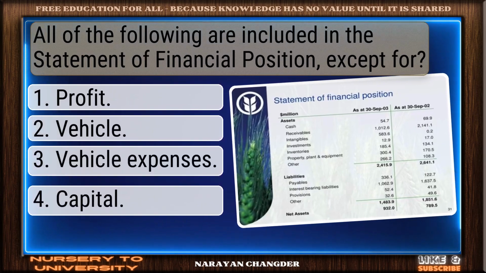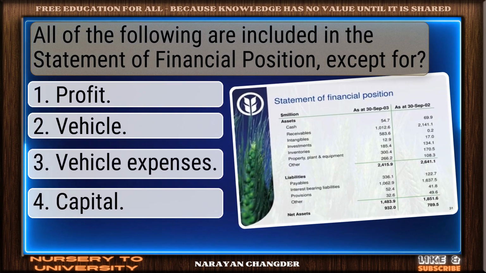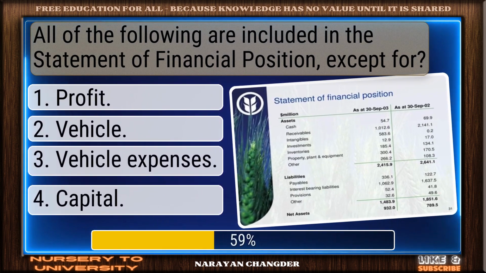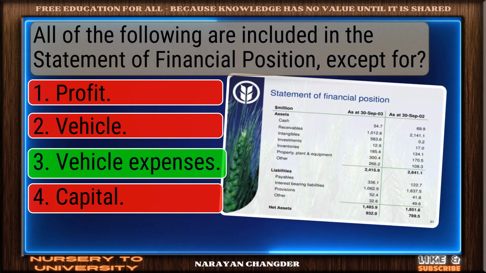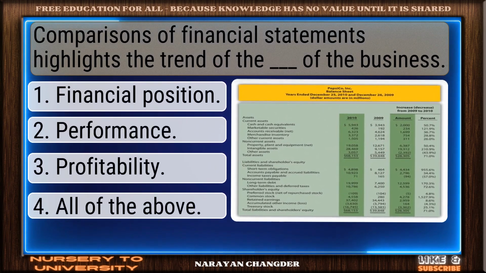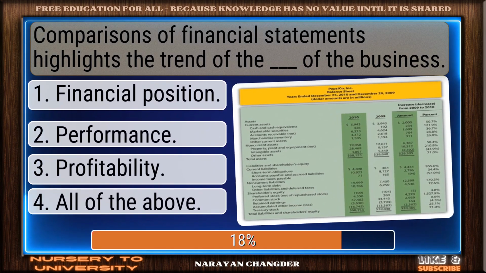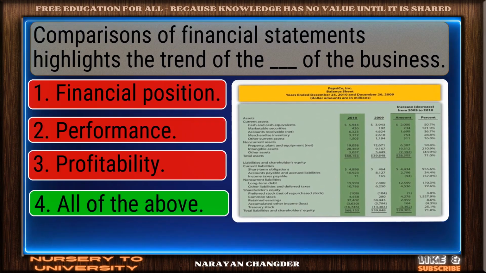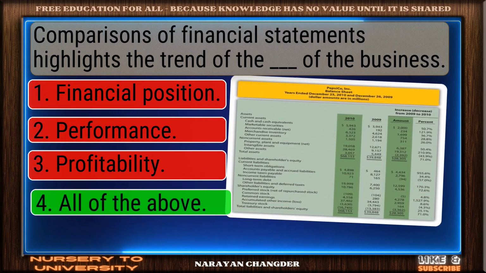All of the following are included in the statement of financial position, except for. Nice selection. Vehicle expenses is the correct and valid answer. Comparisons of financial statements highlights the trend of the dash of the business. Solid response. All of the above is a valid choice.